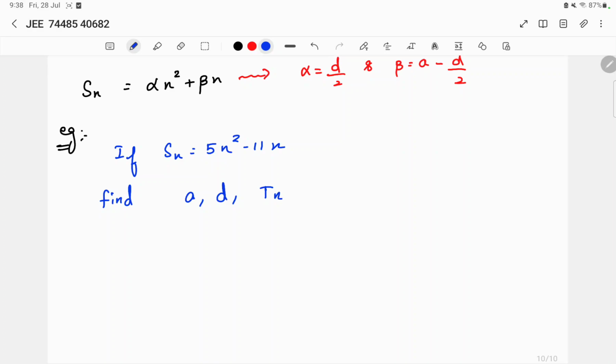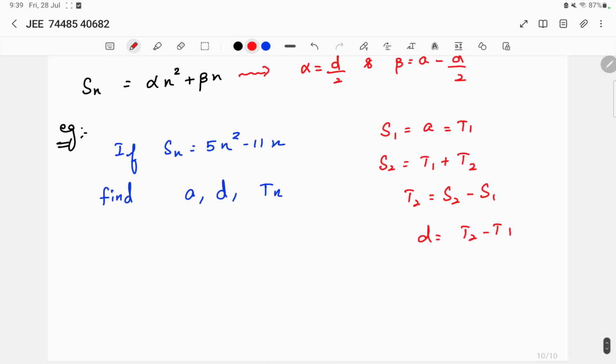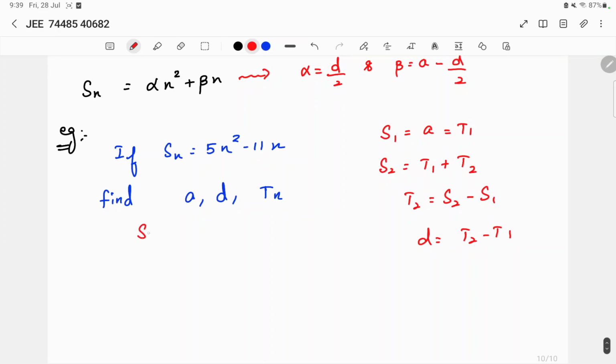See here, with the help of the observation, I can write S1 equal to a, I can easily find, and S2 is nothing but the first term plus the second term. From here also you get T1 and T1 plus T2, so easily you can find the second term, which is nothing but S2 minus S1. Then d you can find as T2 minus T1. Like this also you can do, or with the help of this result. So now from here, compare Sn with this alpha n square plus beta n.